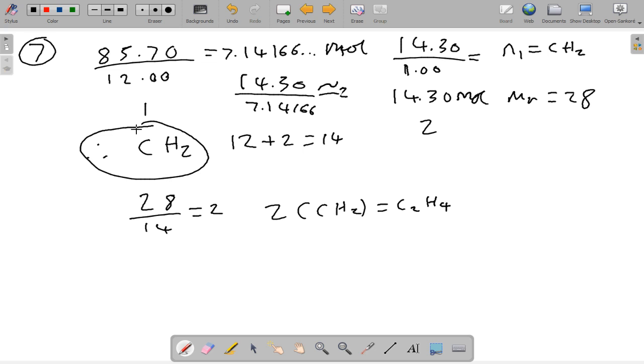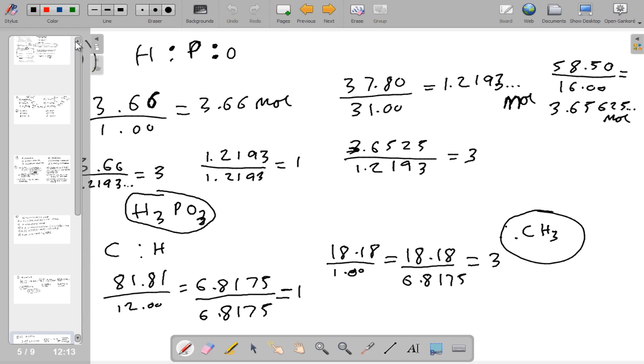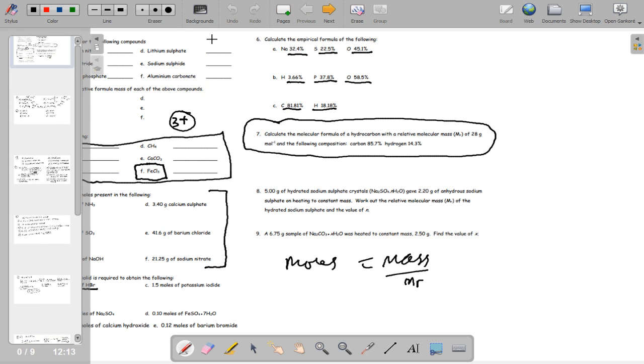So now working out the molecular mass of the empirical formula, we have 14 as our MR. And knowing that the MR of the original molecule was 28, we get exactly 2. So 2 times CH2 is C2H4, and that's the molecular formula calculated. Now we go back to the questions.